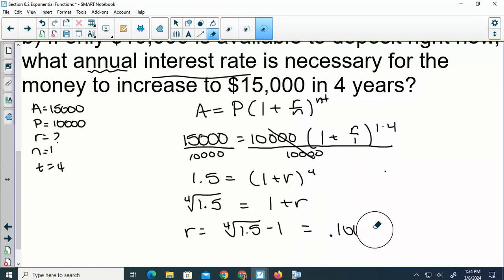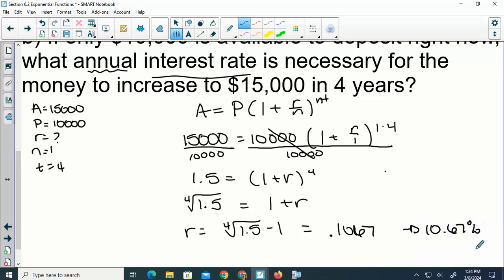So I get 0.1067, or that would be 10.67% interest. So don't just round that one to the nearest whole percent, keep some decimals.